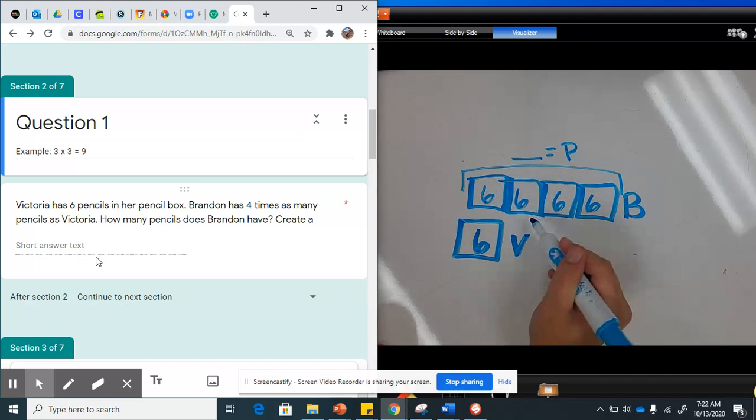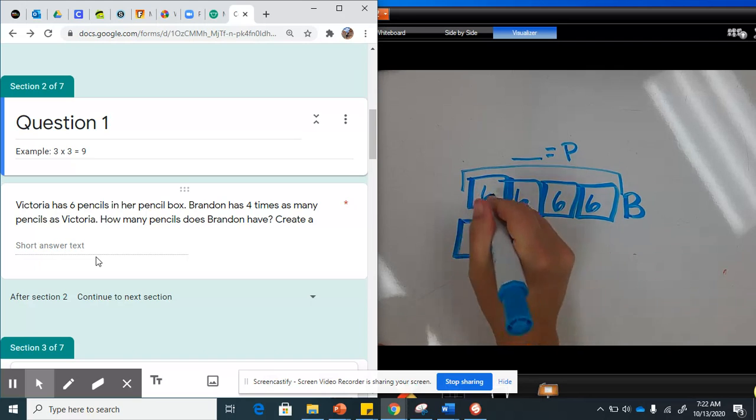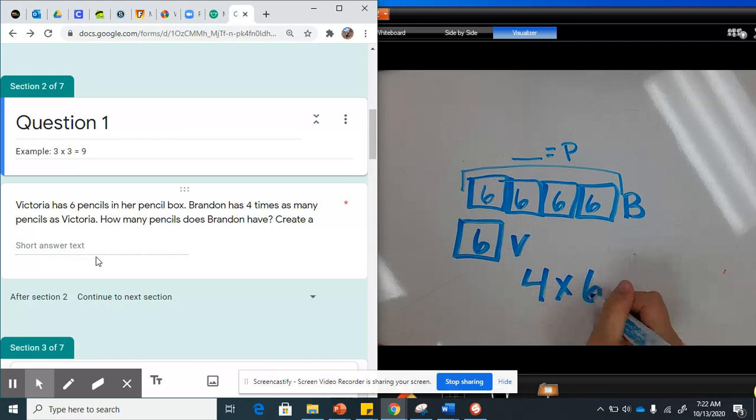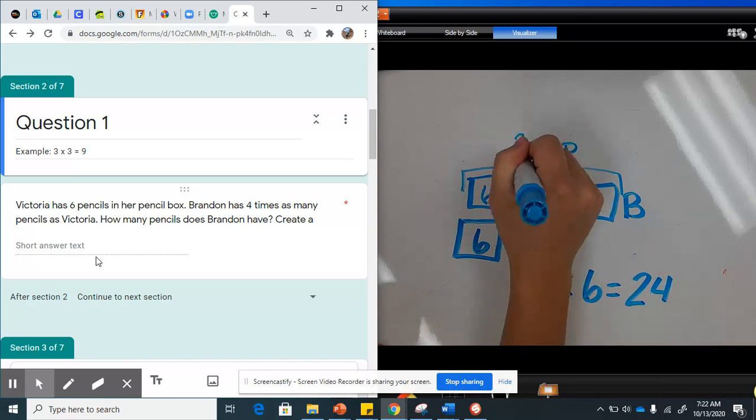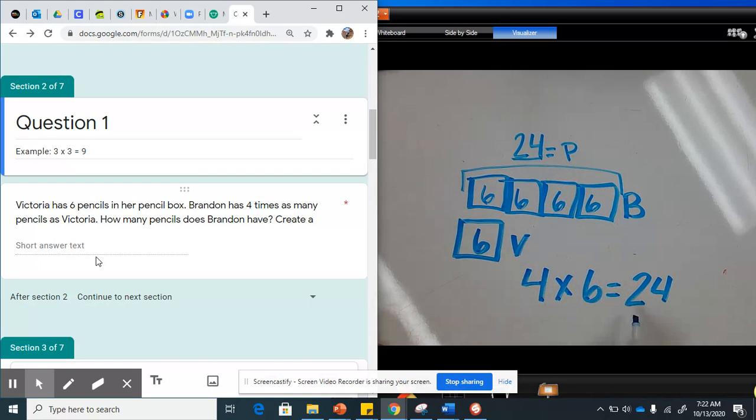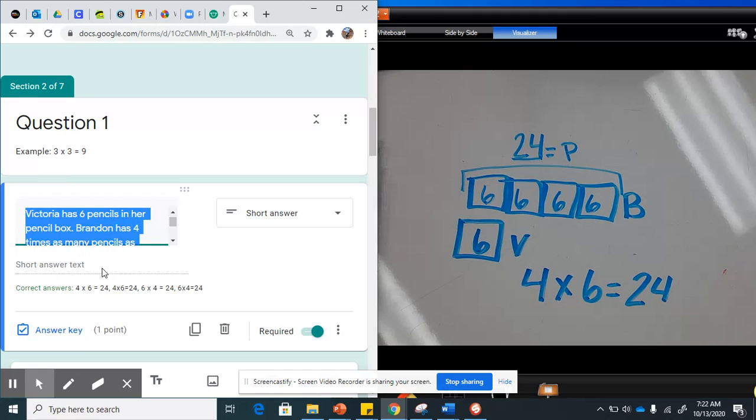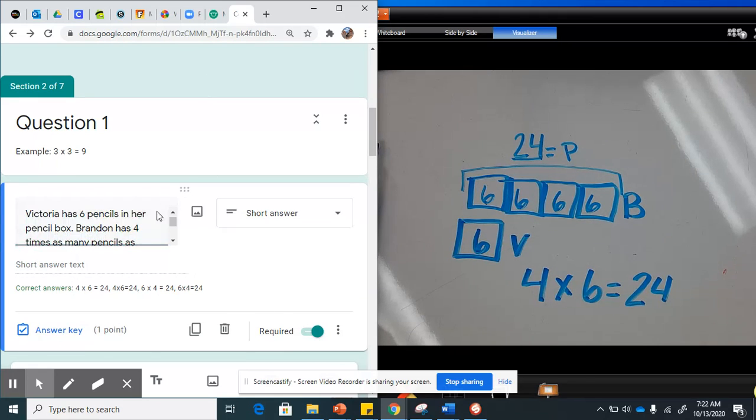If I want to figure this out, I see I have 1, 2, 3, 4 boxes, and there's 6 pencils in each. So there's 4 equal groups of 6. 4 times 6 is equal to 24. So Brandon has 24 pencils, but it's asking for us the equation. So I'm going to type in for my answer, 4 times 6 equals 24. I'm not doing this on a form I could type in, but different correct answers will look like this. Even if you use different spacing, it will still be correct.